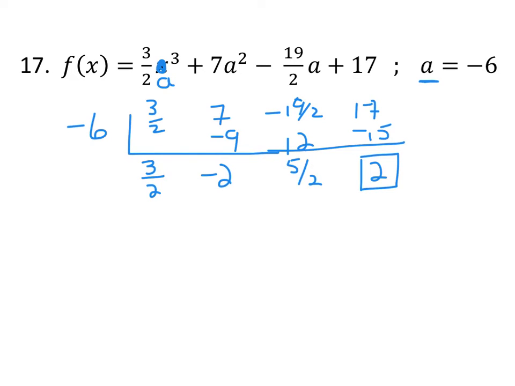Okay, so I used synthetic division again, and I just dropped down my 3/2. Then I multiply, add, multiply, add, multiply, add, and at the end, I get the number 2. This is my solution. So you can also check your answer by going ahead and plugging in negative 6 into this equation, and you should get a 2 for your answer. And that's all there is to it.